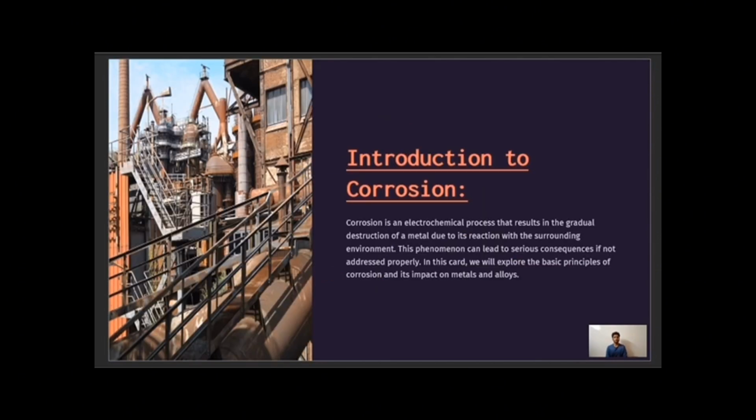Introduction to corrosion. Corrosion is an electrochemical process that results in the gradual destruction of metal due to its reaction with the surrounding environment. This phenomenon can lead to serious consequences if not addressed properly. In this card, we will explore the basic principles of corrosion and its impact on metals and alloys.